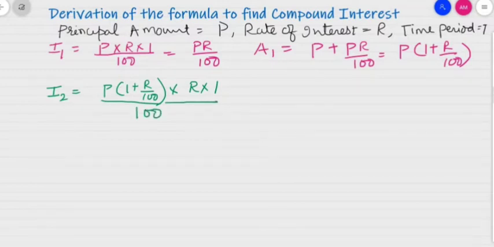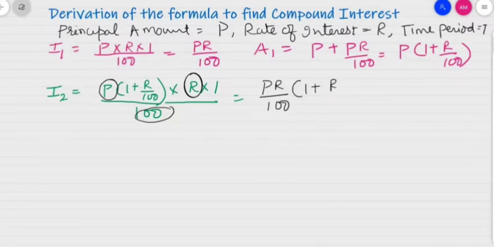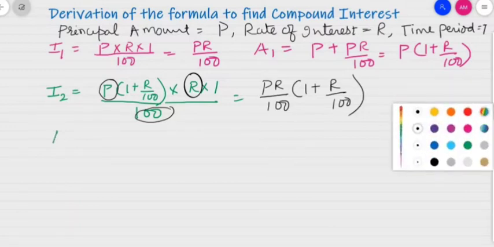Now see, if you take this one and this one, these three, P and R are in the numerator and 100 is in the denominator. You can write down PR by 100 here. And what is left? It is 1 plus R by 100. Like this, you can find out the common factors. See, your interest is PR by 100 into 1 plus R by 100. How do you find the amount after the second term?